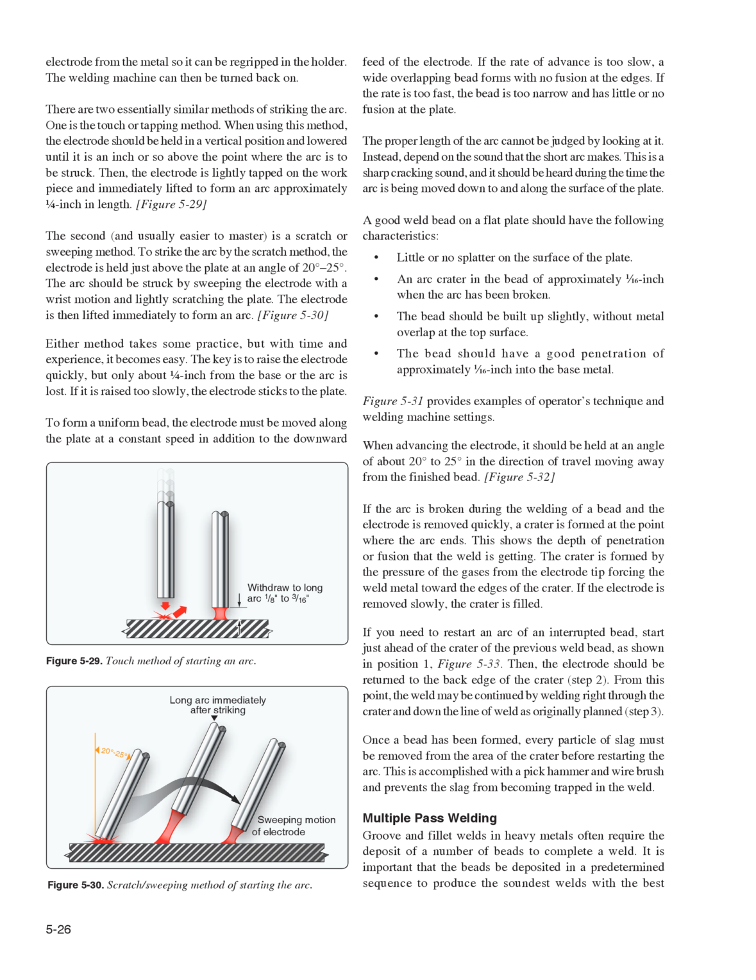If you need to restart an arc of an interrupted bead, start just ahead of the crater of the previous weld bead, as shown in position 1, figure 533. Then, the electrode should be returned to the back edge of the crater, step 2. From this point, the weld may be continued by welding right through the crater and down the line of weld as originally planned, step 3. Once a bead has been formed, every particle of slag must be removed from the area of the crater before restarting the arc. This is accomplished with a pick hammer and wire brush and prevents the slag from becoming trapped in the weld.